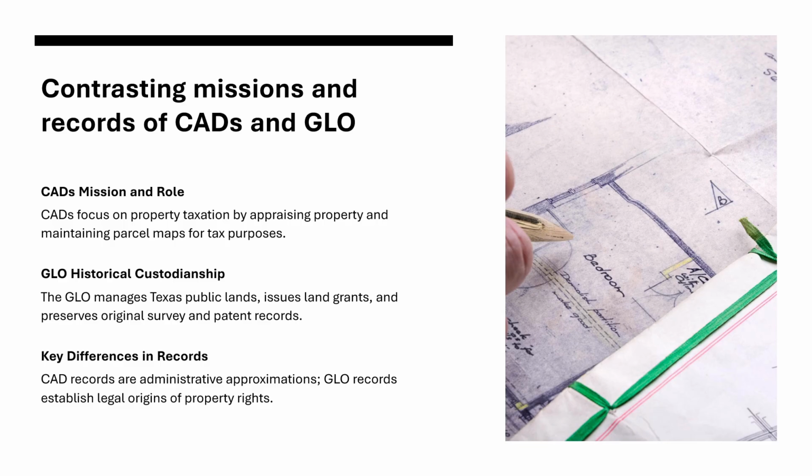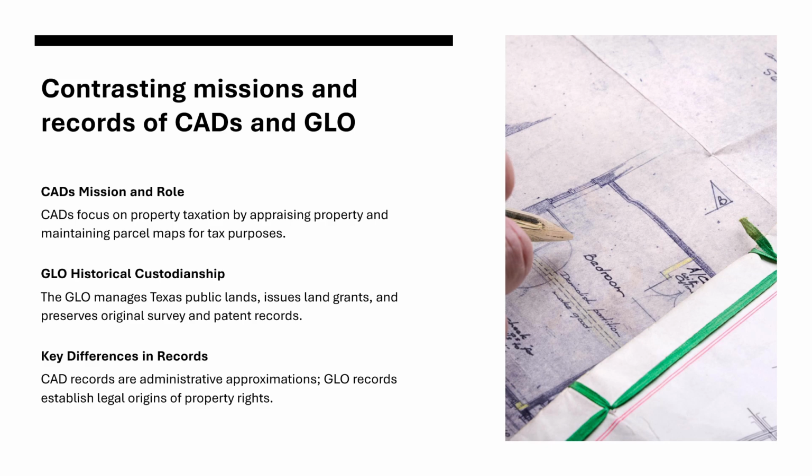The GLO, by contrast, serves as the historic custodian of land in the state of Texas. Founded in 1836, the GLO is the oldest state agency in Texas, created in the same year Texas declared independence. Its primary role was to manage the vast public lands of Texas, issue land grants, and maintain the original survey and patent records. The GLO archives included the field notes of the earliest surveyors, the maps of Spanish and Mexican land grants, and the patents that transferred land from the sovereign to private hands.